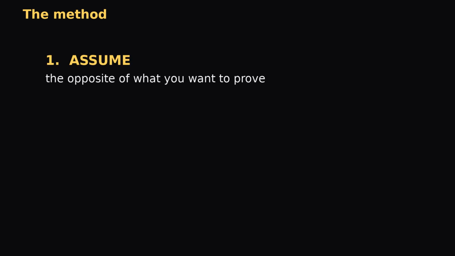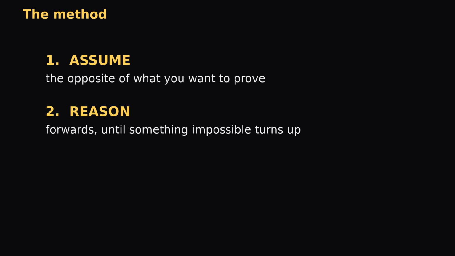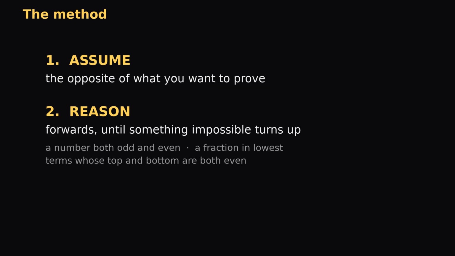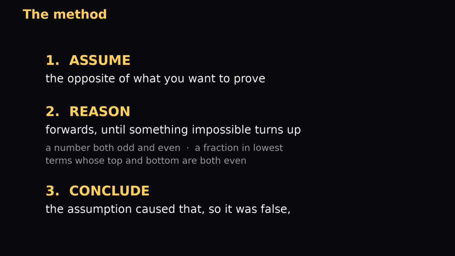So here's the method in 3 steps. Step 1. Assume the opposite of what you want to prove. Step 2. Reason carefully, forwards, until something impossible turns up. A number that is both odd and even. A fraction in lowest terms whose top and bottom are both even. Step 3. Conclude. The assumption caused that impossibility, so the assumption was false, so the original statement is true.